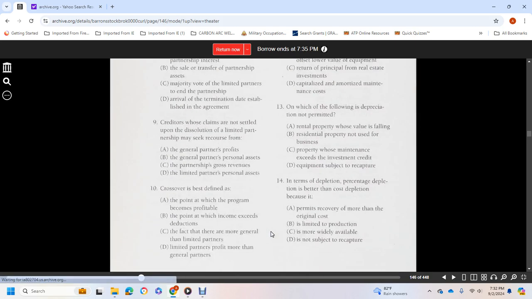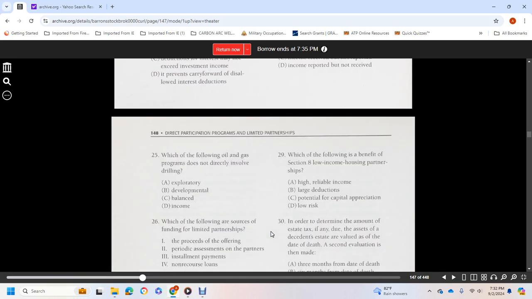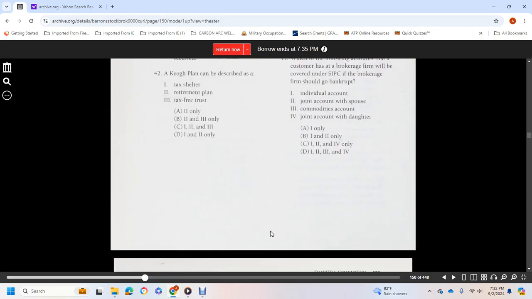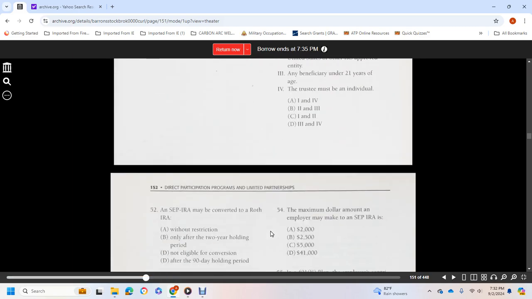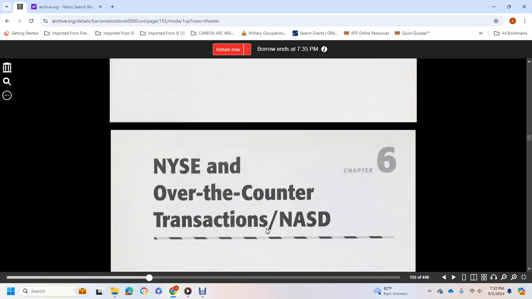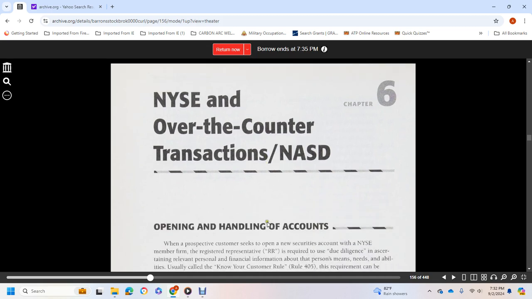And that was Chapter 5. Chapter 6: New York Stock Exchange, over-the-counter transactions, and the NASD, National Association of Securities Dealers.